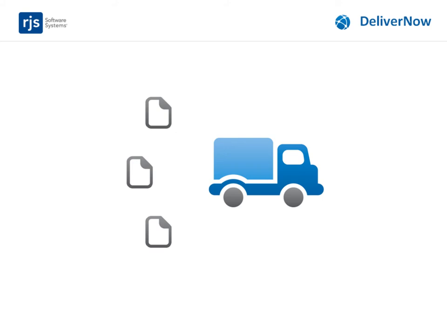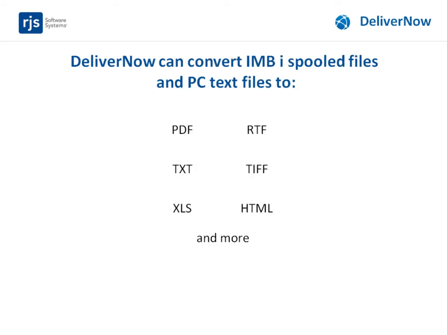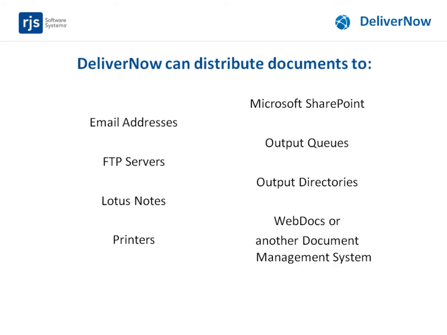Here's the concept behind DeliverNow. Specify the documents, reports, or files that you need distributed. If your documents are spool files or text files that you need to convert, select the file format you want to convert them to, and then decide where to distribute the documents. That's all there is to it.